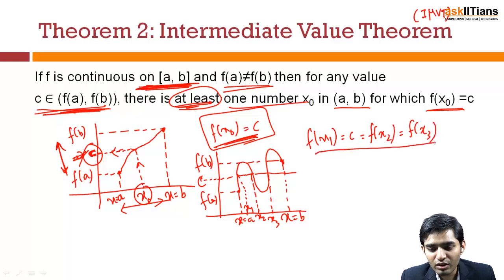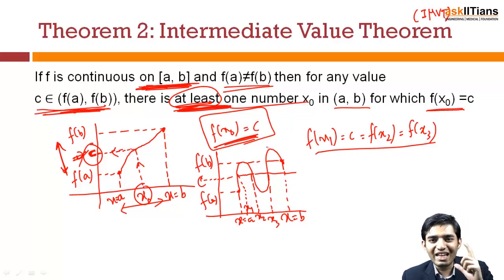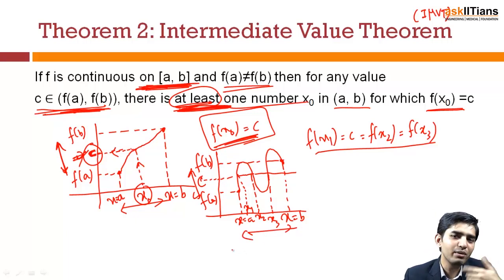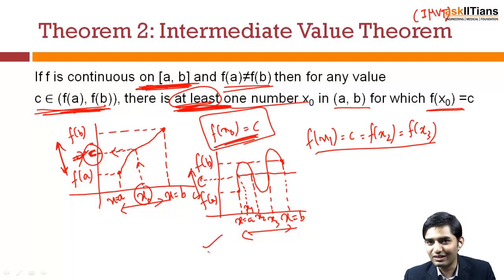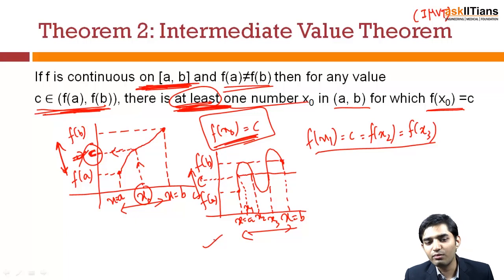Okay, that is why in the statement it is clearly mentioned that there will be at least one number, right? At least one number will definitely be there, but there can be more than one value of x also. If I take any one point c between f(a) and f(b), then there will exist at least one value of x between a and b. One value will definitely be there, but it can be more than one also, like in this case it's 3. That is the theorem of IMVT.